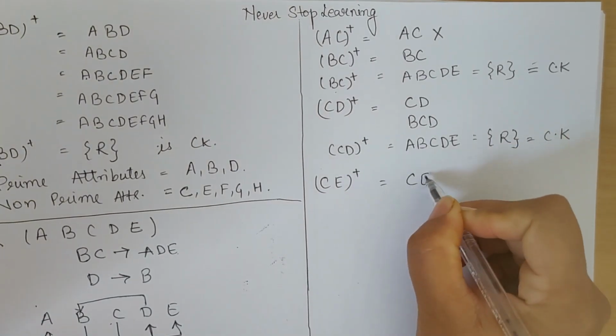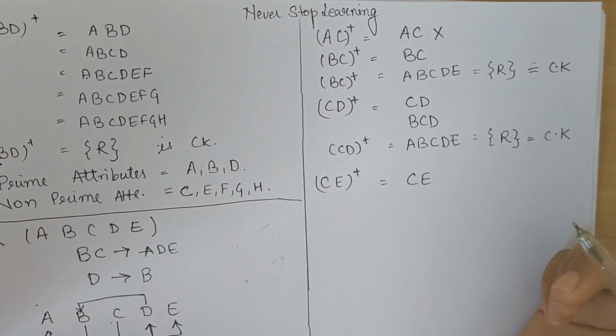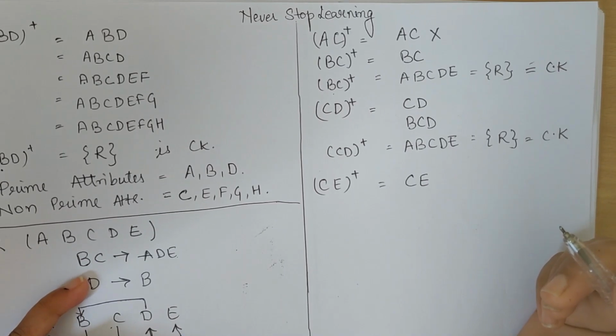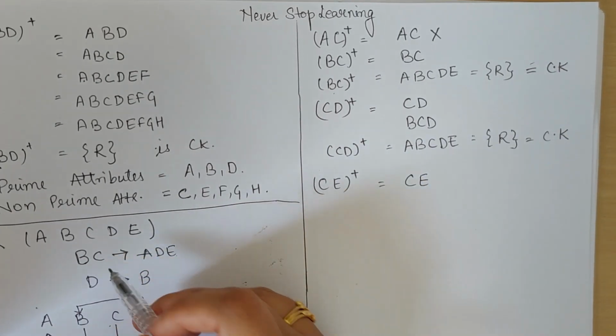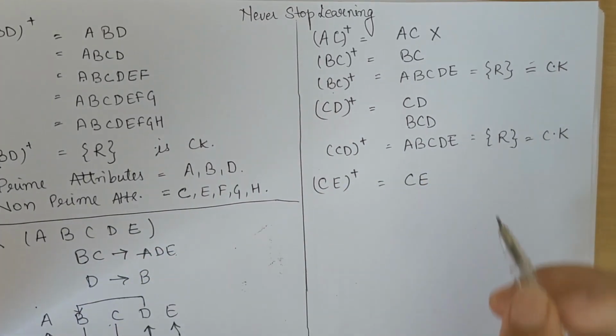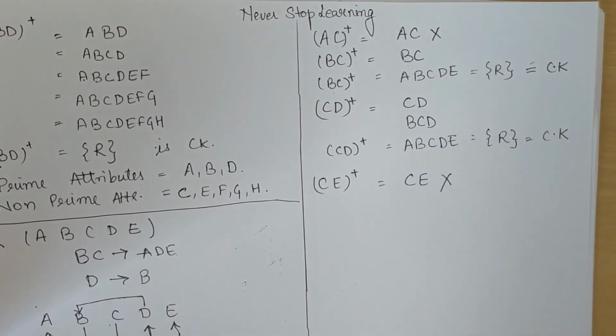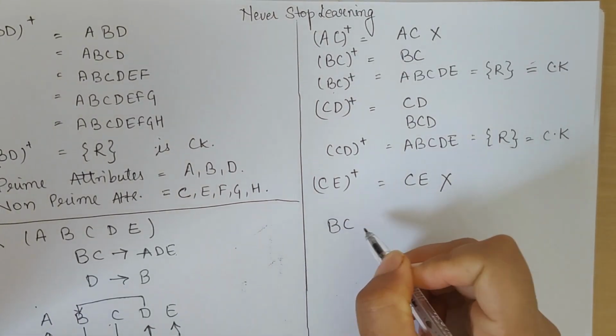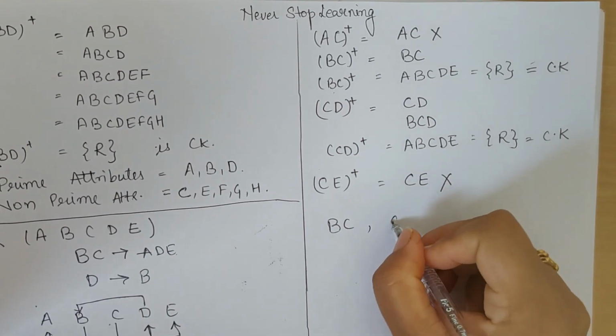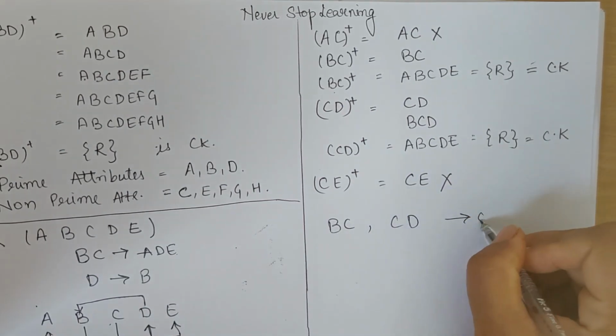CE will be uniquely determining what? Here, if you look at the functional dependencies, CE alone does not have the power to determine anything. So this cannot be a candidate key. So we got only 2 candidate keys for this question. One is BC, another is CD. So they are the candidate keys for now.